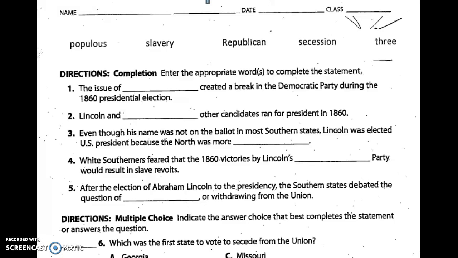Populace, slavery, Republican, secession, and 3. Number 1, the issue of blank created a break in the Democratic Party during the 1860 presidential election. Number 2, Lincoln and blank other candidates ran for president in 1860.